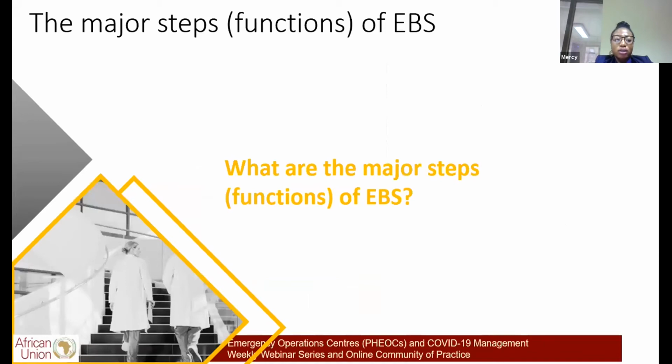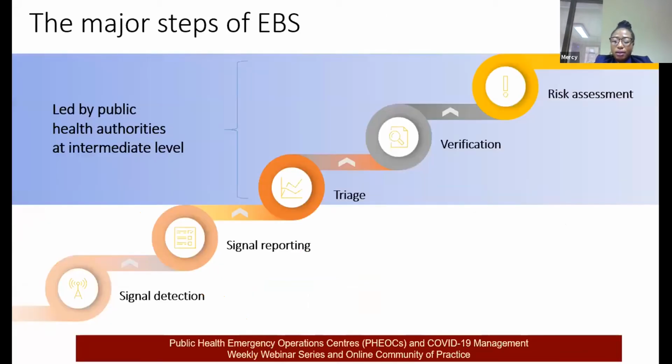So let's look at the major steps that are involved in event-based surveillance. We have 5 main steps of EBS: signal detection, signal reporting, triage, verification, and risk assessment. We'll be looking at each of these steps as we progress along. Next slide.